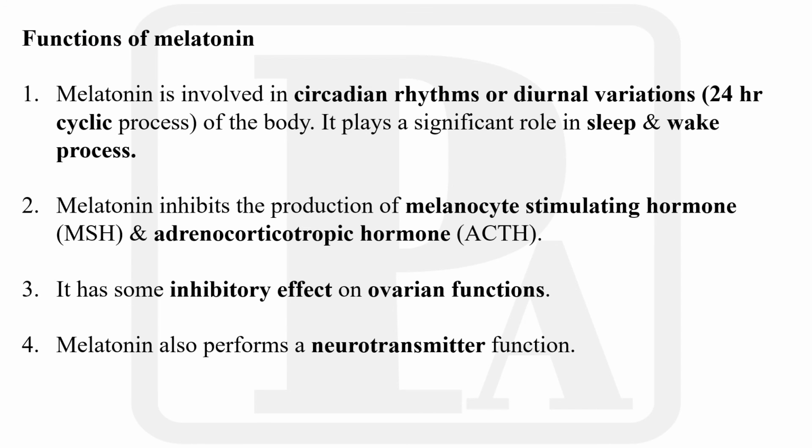Now we'll see the functions of melatonin. It is mainly involved in circadian rhythms and plays a major role in the sleep-wake process. It enables the production of MSH and ACTH. MSH is melanocyte stimulating hormone. ACTH is adrenocorticotropic hormone. It has inhibitory effects on ovarian functions. It can also play a neurotransmitter role. So serotonin is a neurotransmitter, and melatonin is a hormone, but it can also act as a neurotransmitter.